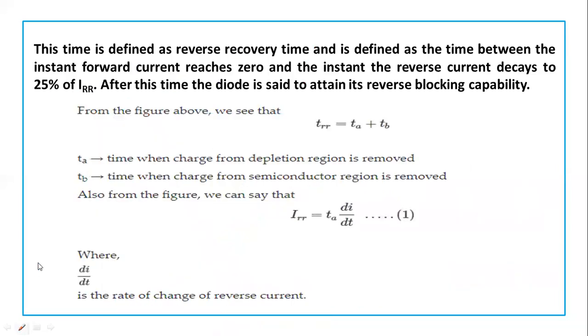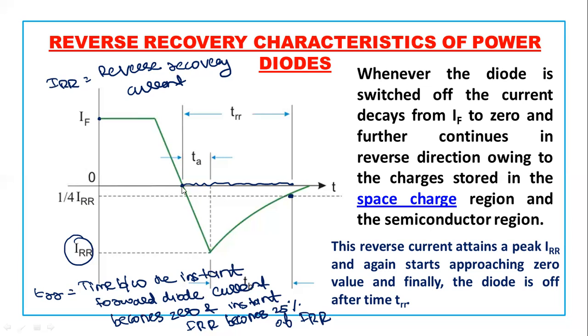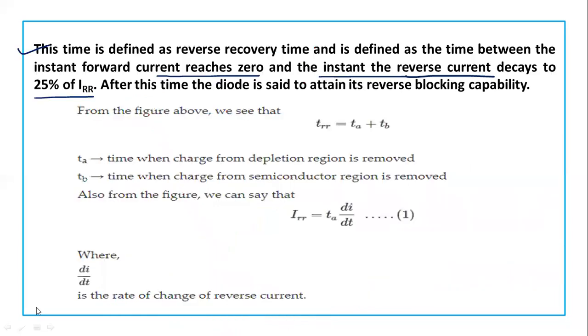So the same thing I have written here. This time is defined as the reverse recovery time, the time between the instant the forward current reaches 0 and the instant the reverse current decays to 25% of IRR. After this time, the diode is said to attain its reverse blocking capacity. Actually, not from the maximum, but from 0 to where it is becoming 25%, that part is called TRR, the reverse recovery time.